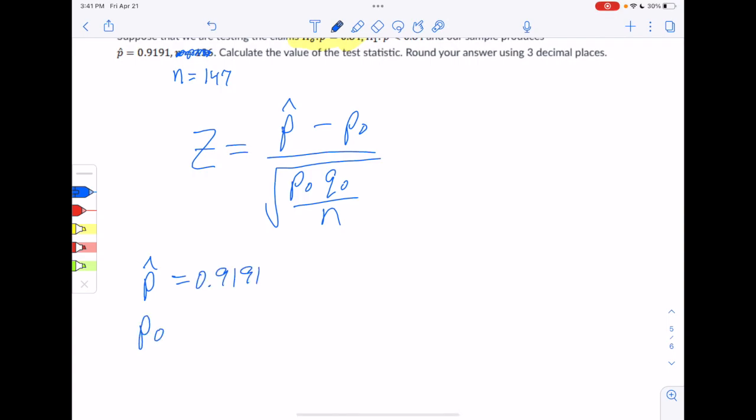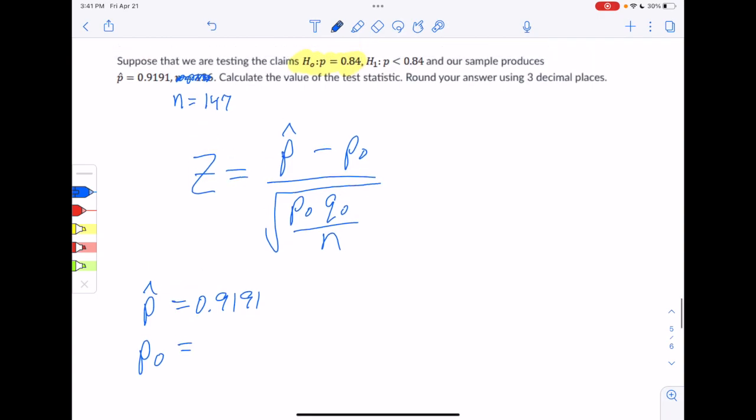P0 is not quite stated, but it is given. P0 is the claimed value from H0. So here's our H0, so there's the claimed value. So P0 is 0.84, and then we have our N of 147 right there. So those are all the pieces we need. So let's just go ahead and jump in and get started.